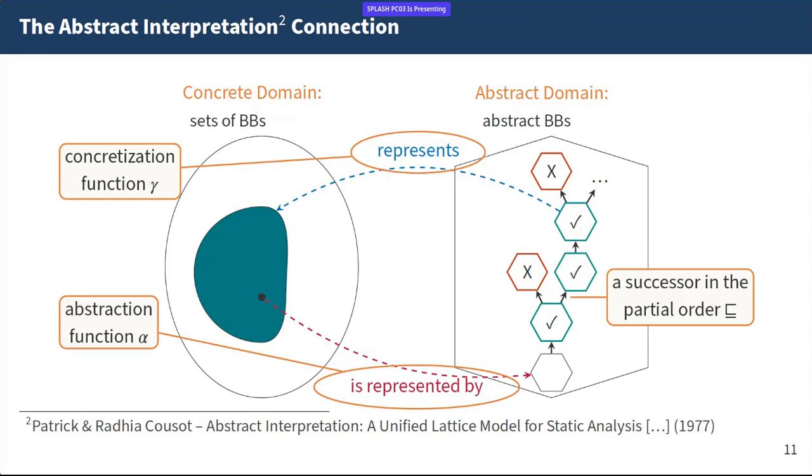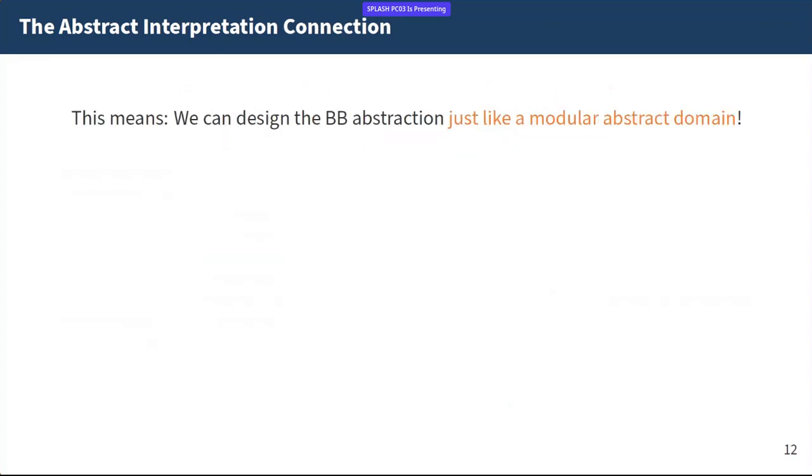What do we get from this? Obviously it's not about soundness, because we approximate everything with randomized algorithms anyway. However, this allows us to use certain things that we've seen in abstract interpretation, in abstract domain design already. We can design our basic block abstraction just like we would design a modular abstract domain for a program analysis.